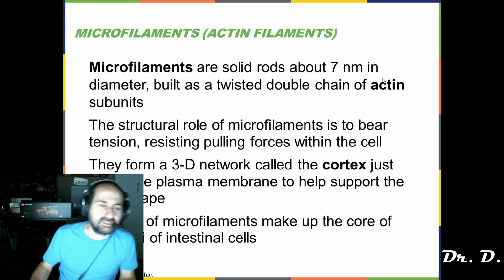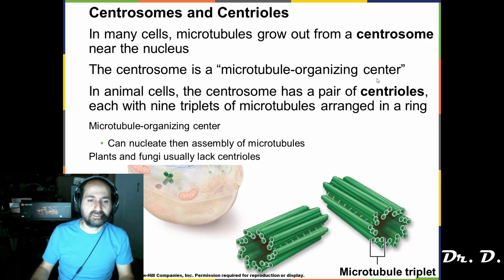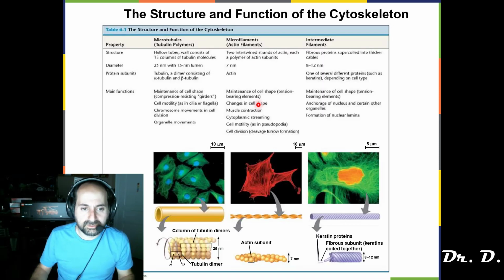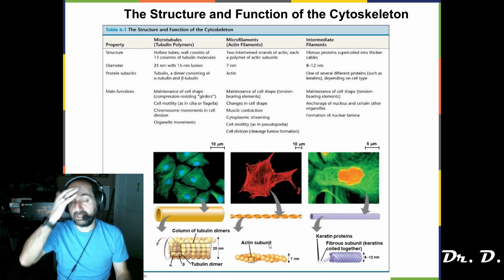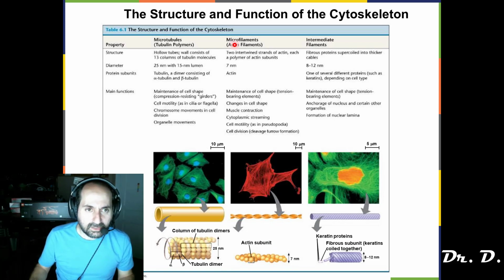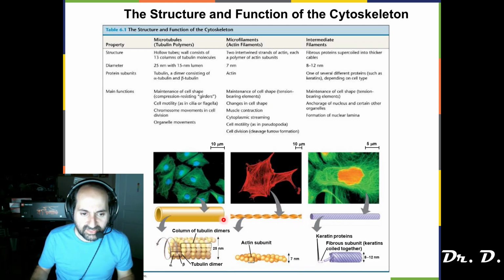Okay, so that's pretty much it. So now let's move on to the microfilaments. Let's go on to this column here, the microfilaments. Okay, these are also called actin filaments. Why? Because let's take a look. First of all, what does it look like? Look at this. It's the thinnest of the cytoskeletal components. It's got the smallest diameter.